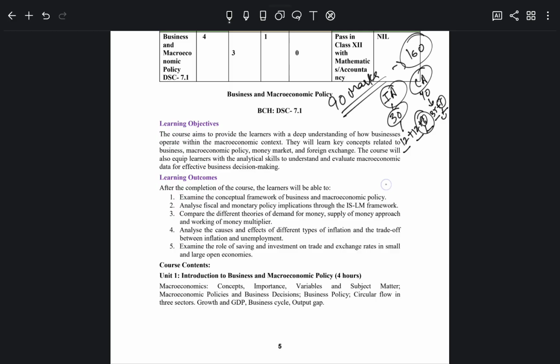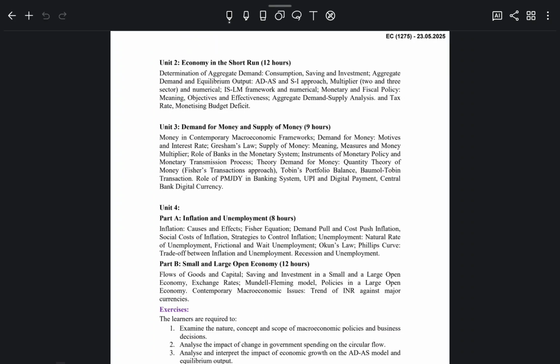The course is divided into 4 units. The first unit is the introduction to business and macroeconomic policy. Here we'll be discussing what macroeconomics is, its concepts, importance, variables, and subject matter, and macroeconomic policies and their relevance in business decisions and business policy, circular flow of the three sectors, growth and GDP, business cycle, and the output gap.